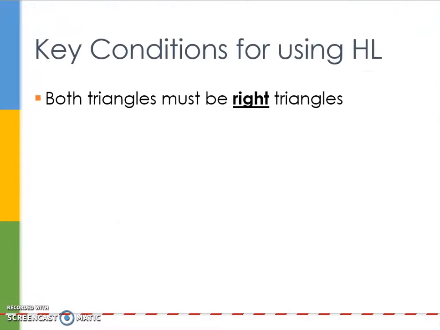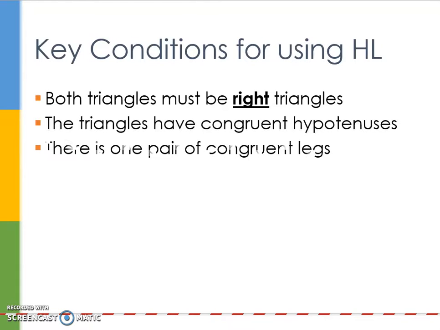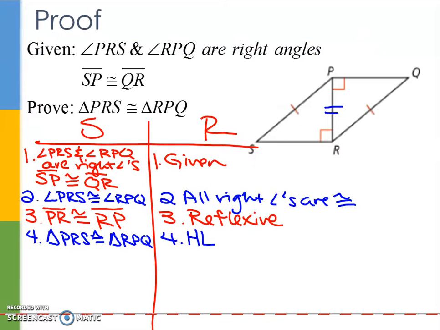So key conditions for using hypotenuse leg: both triangles must be right triangles. The triangles have congruent hypotenuse. There is one pair of congruent legs. So these are the conditions. We use HL only for these, okay? Not any triangle. So here is an example.